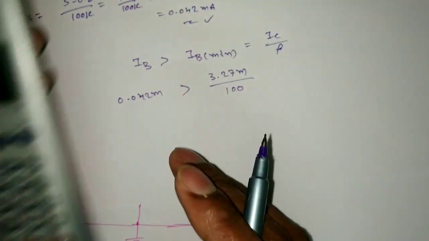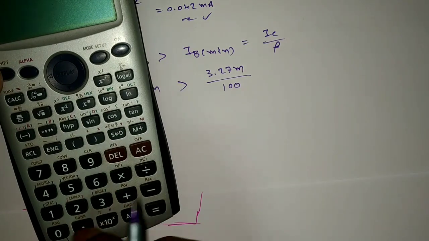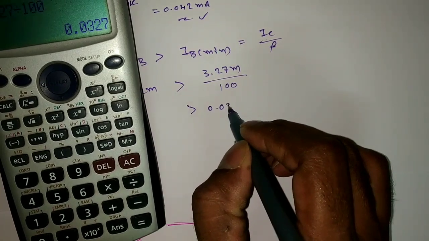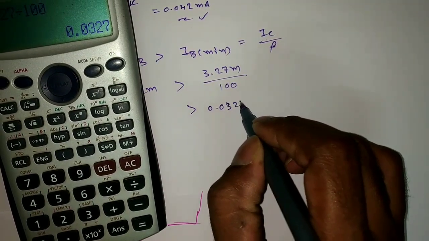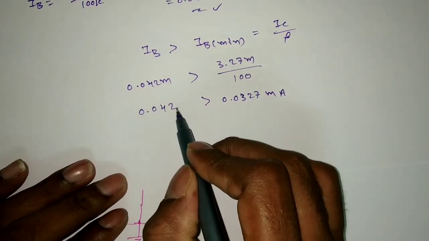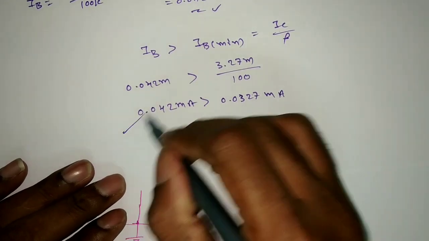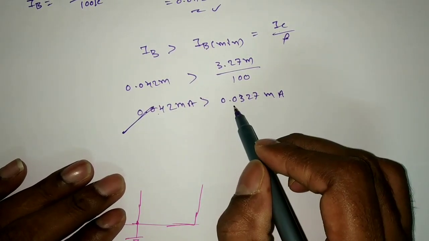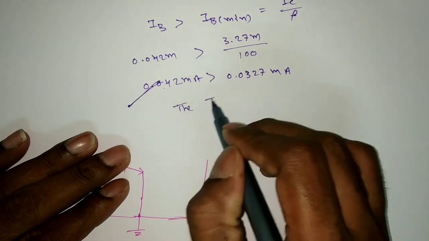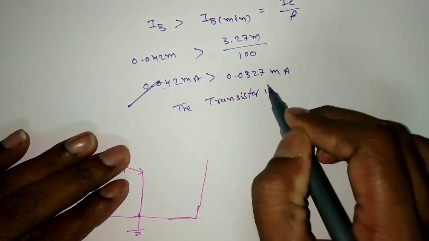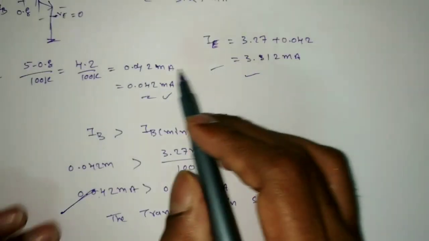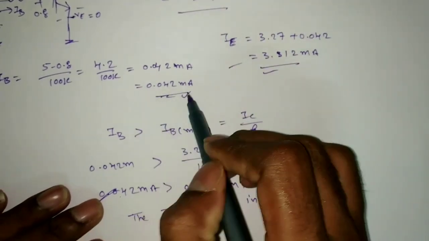So what is this value? 3.27 divided by 100 is 0.0327 milli. So two zeros will go to the top. So 0.042 milli. Is it correct or wrong? It is satisfying. 0.04 is greater than 0.03. Both are in milliampere. So finally, the conclusion is the transistor is in saturation region, and the currents are this one and this one.